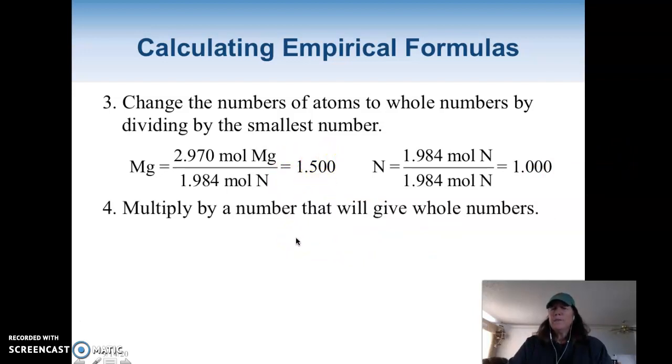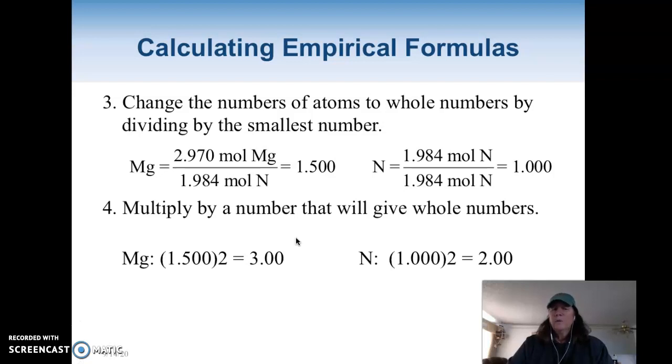So multiply a number, and they'll give you whole numbers. 1.5 times 2 is 3. And then, of course, the other one has to be multiplied by 2. So we get Mg3N2. So my formula would be Mg3N2. Okay? So you got to be careful when you get numbers like this. You can't round. That's too much rounding. So again, double them both, and then you get 3 to 2, and that's your formula.